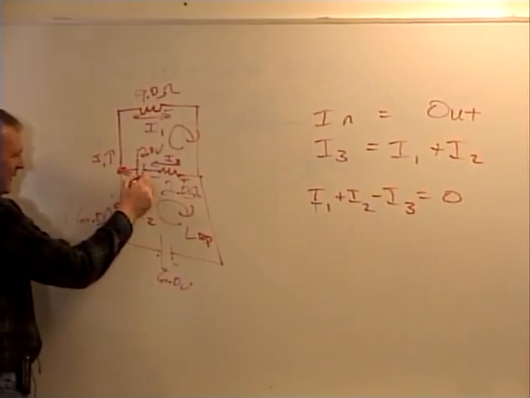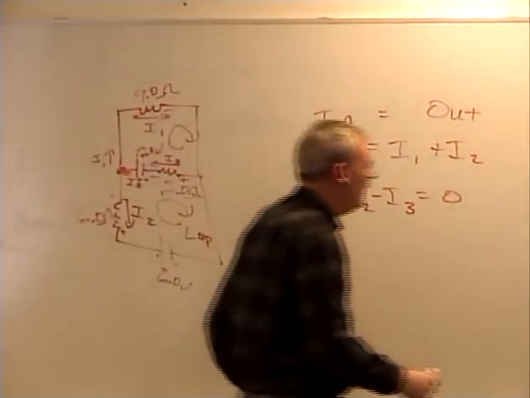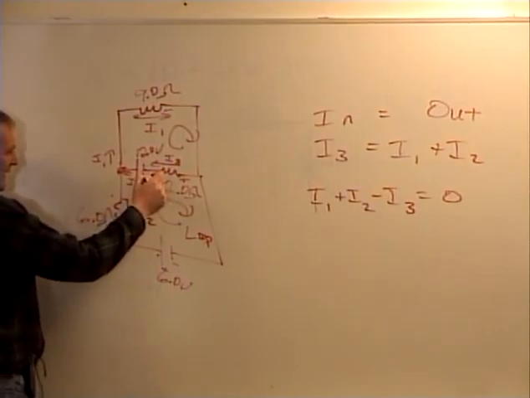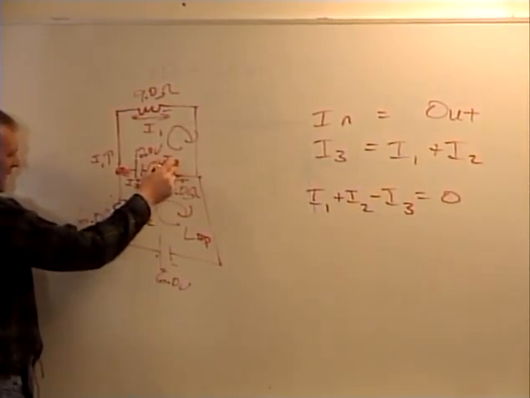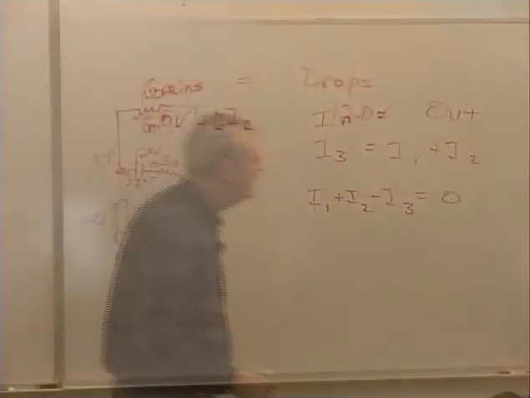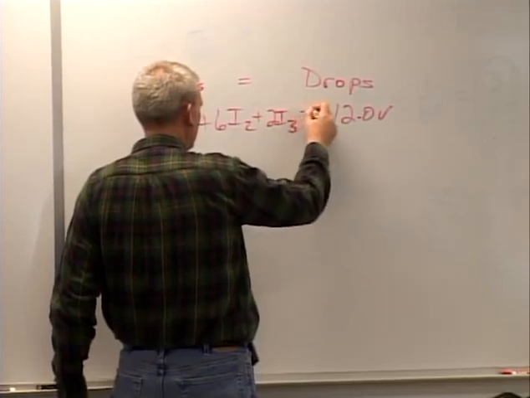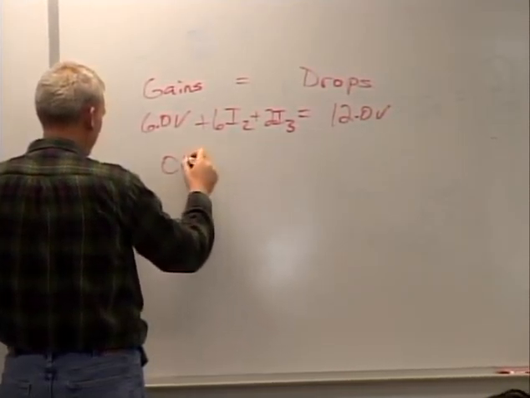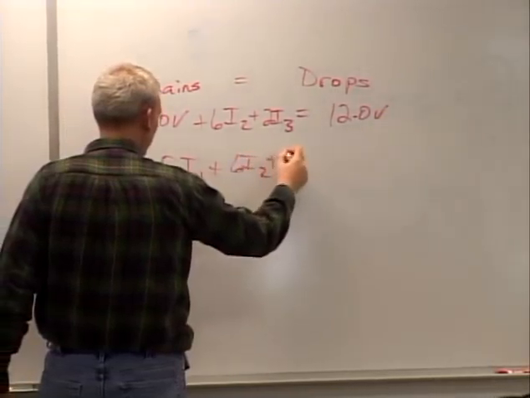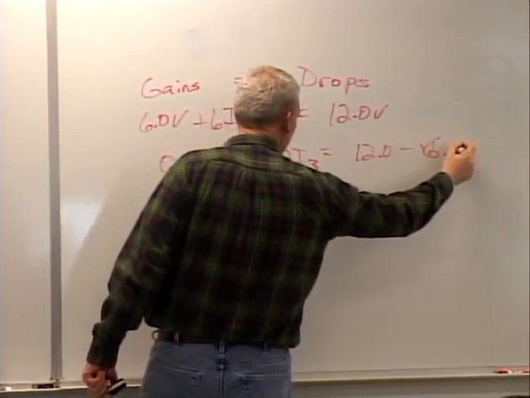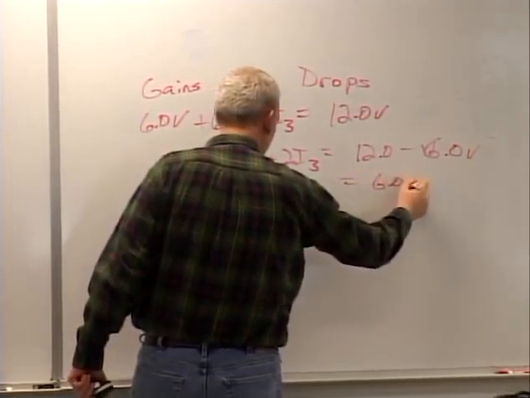And now we're still coming through the loop. Since we're going this way through the loop, we've got plus, minus. What happens there? A drop of 12. And then the current is actually coming this way, so that would be a gain of 2 I3. Now here's what I do. I set up 0 I1 plus 6 I2 plus 2 I3 equals 12 minus 6, which equals 6. There's my second equation.